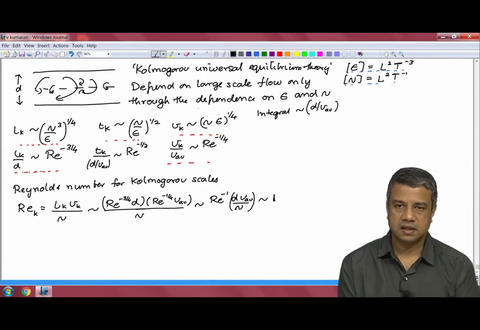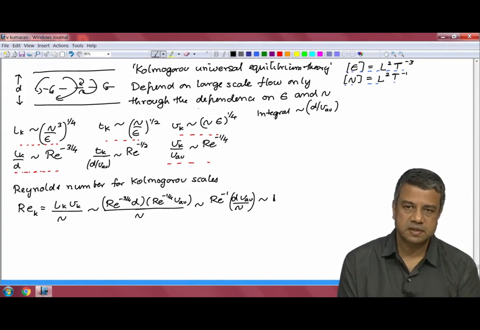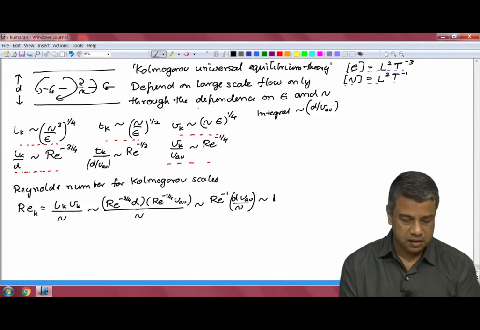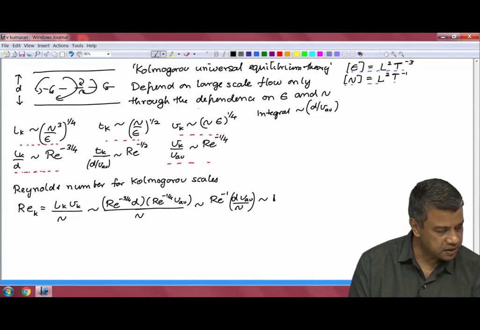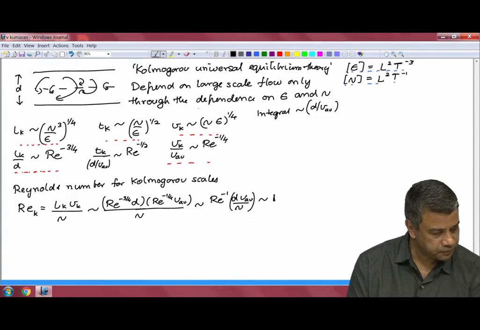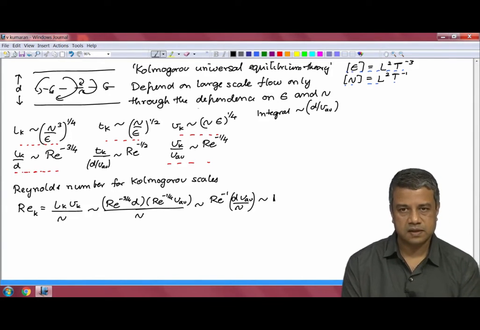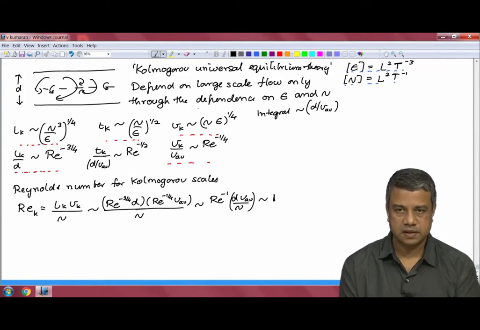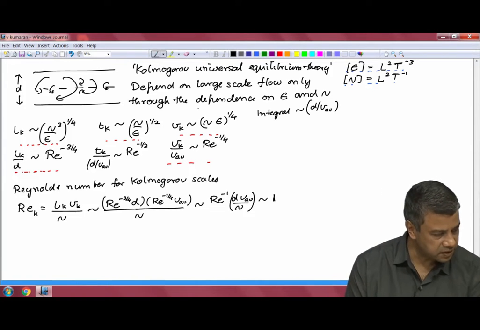The largest scale eddies have a Reynolds number which is the same as the flow Reynolds number. The smallest scale eddies have a Reynolds number that is 1. So, the ratio of the Reynolds number of the small scales and the large scales goes as Re inverse. The small scales have Reynolds number 1.